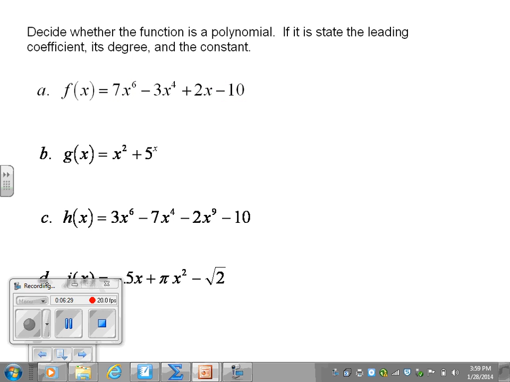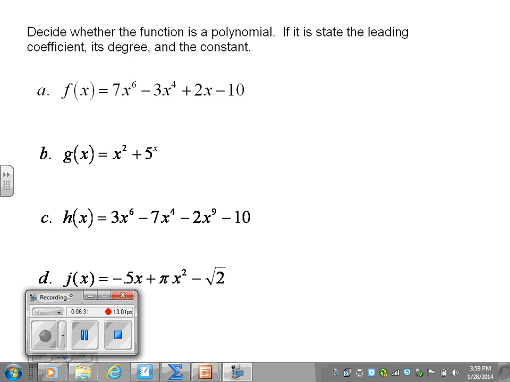So one more here. This one looks a little strange, so we'll take a little more time on this one here. Well, as we look at this term by term, this first term here, that's x to the 1, that's not a problem. So it's a polynomial so far. That coefficient is -0.5. Well, we can have fractions for coefficients. That's not an issue. So that term is really not giving us a problem.